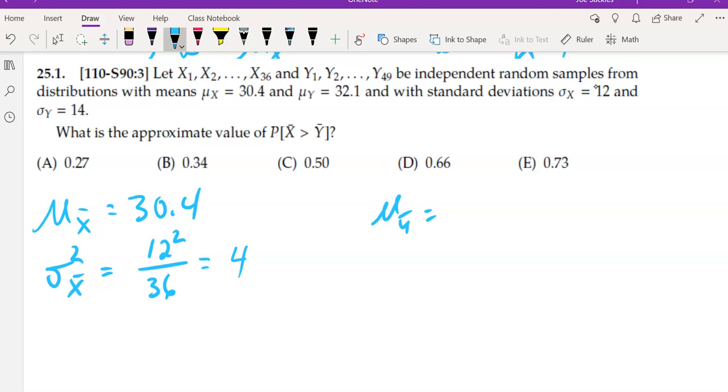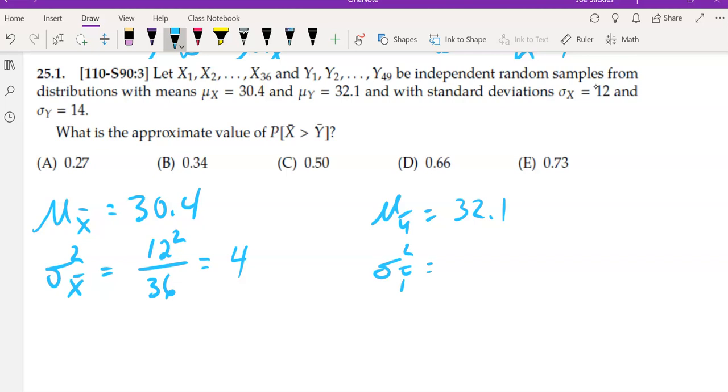All right. The mean of the mean of y, 32.1. Okay, it's the same as the mean of y, right? The mean of sample means is the same as the mean of the distribution. How about the variance of the mean of y?